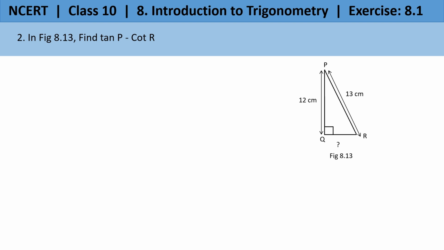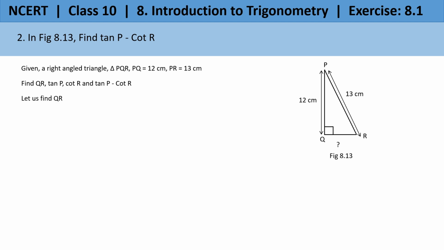See picture. Find tan P minus cot R. We have the following information. We have a right-angled triangle, PQR, which is right-angled at Q. PQ is equal to 12 cm. PR is equal to 13 cm. We need to find QR. Then, we need to find tan P minus cot R. First, let us find QR.